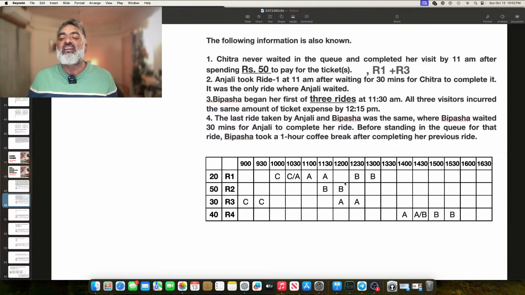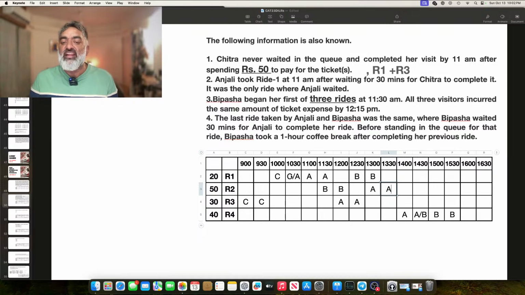That means A went continuously from ride to ride, right? So I know A was busy from 11 to 12 for ride 1, and then 12 to 1 he is in ride 3, and at 2 o'clock he is starting at ride 4. So what is the ride that he has not considered so far? This is ride 2, and that means he was busy on ride 2 between 1 and 2. So look at A's story.